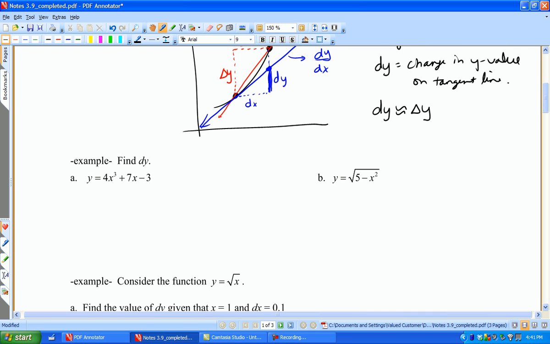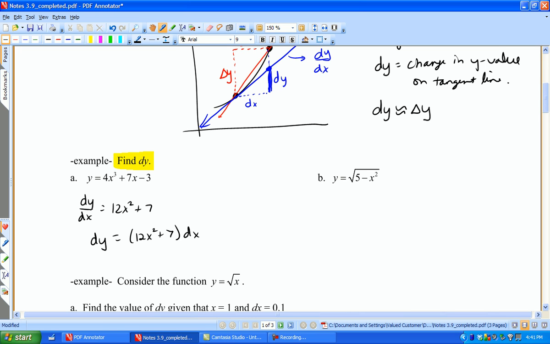First let's just practice how you find this thing called dy. So I'm going to take the derivative of this equation. So dy dx equals 12x squared plus 7. Now I'm just going to treat that dx as a quantity, so I can multiply both sides by it. dy is equal to 12x squared plus 7 dx. Again, that's called differential form. dy is the differential of y.